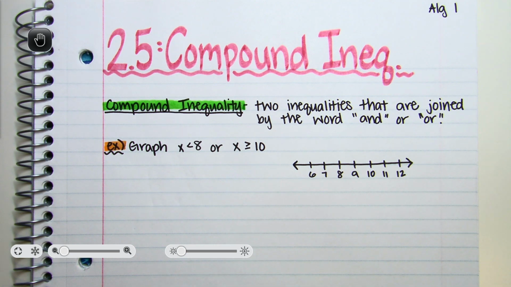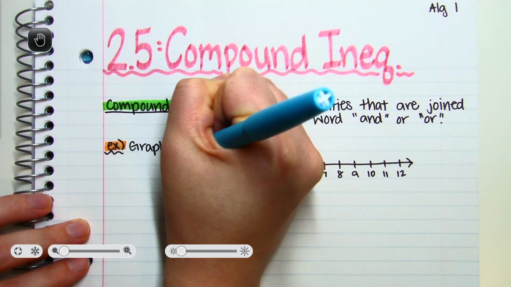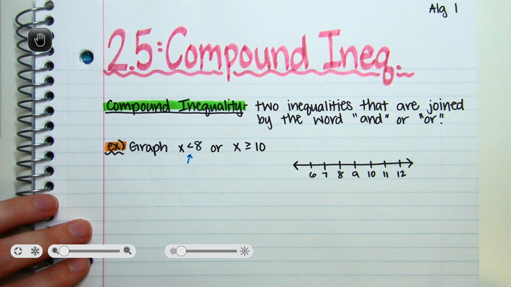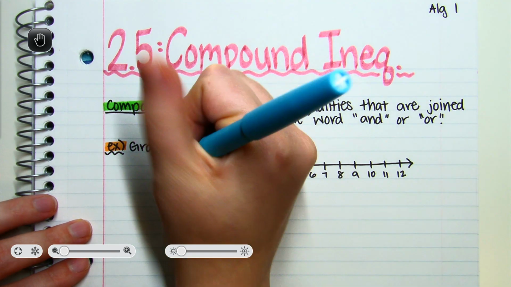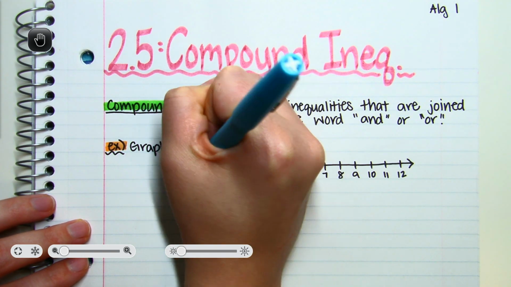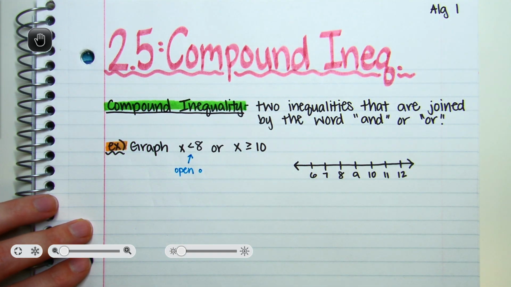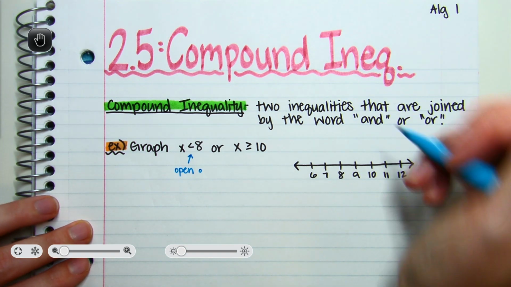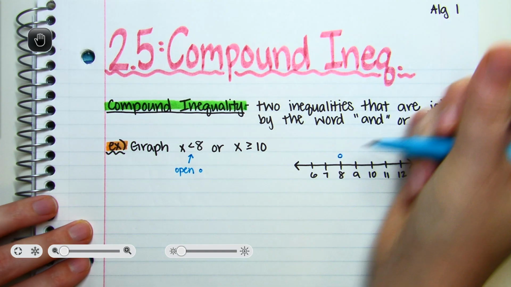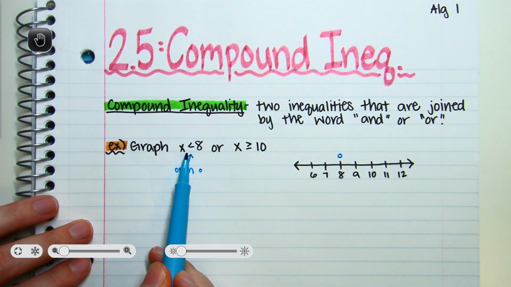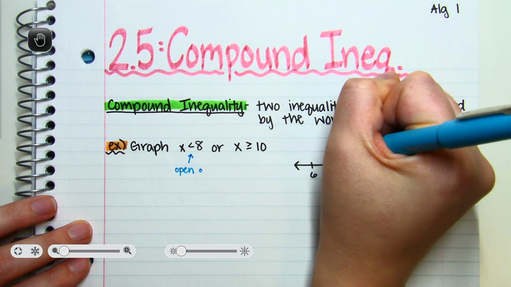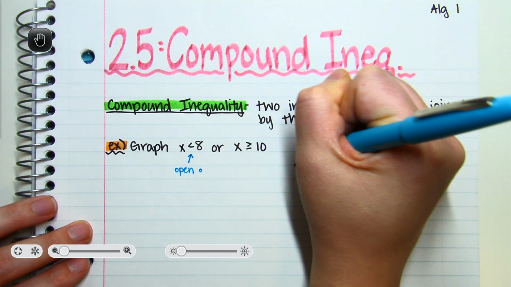All right, so I'm going to graph both of these separately, and I'm going to do it in two separate colors so that you're able to see the difference between the two lines. So the first one, x is less than 8. Will that be an open or closed circle? Good. This will be an open circle because it is less than. Remember, less than or greater than is an open circle. So I'm going to put an open circle at 8. And it's all the values less than 8. Everything smaller than 8, which is everything going to the left.